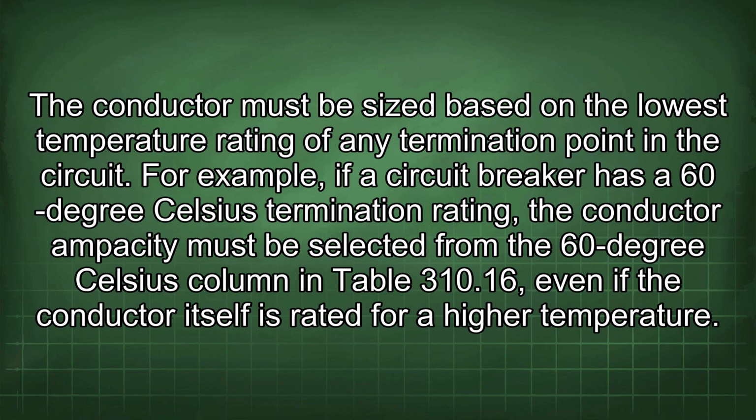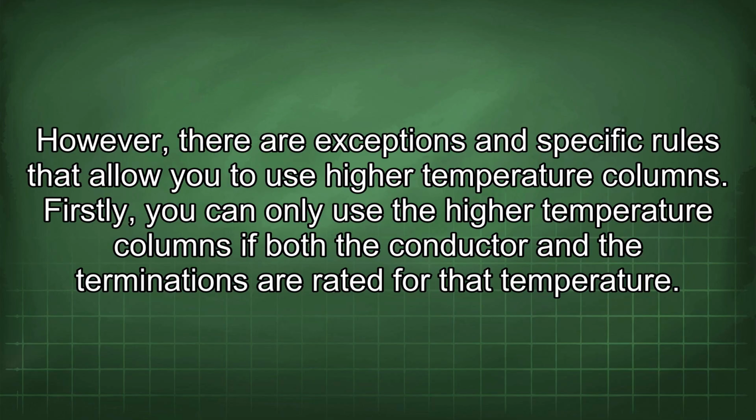For example, if a circuit breaker has a 60°C termination rating, the conductor ampacity must be selected from the 60°C column in Table 310.16, even if the conductor itself is rated for a higher temperature. However, there are exceptions and specific rules that allow you to use higher temperature columns.